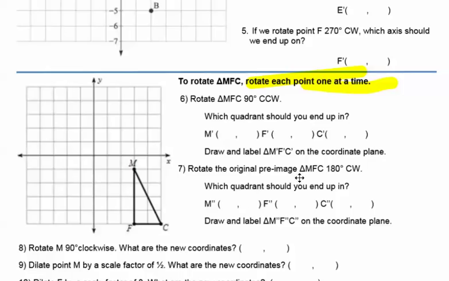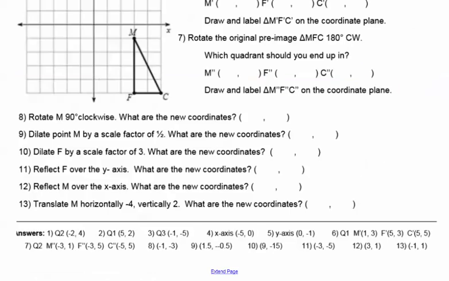And then you're going to rotate the original again a different way, and you're going to call it double prime. Again, write your coordinates and draw your picture. And then last, check your answers when you're done with this page.